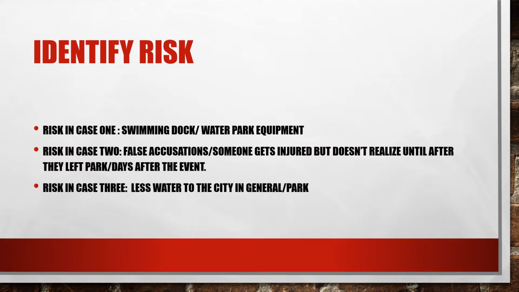Identify risks. The risk in case 1 would be the swimming dock / water park equipment where the man fell and drowned. The risk in case 2 would be either false accusations made by the woman, for someone who gets injured but doesn't realize until after they left the park / days after the event, or someone who files against the water park but is denied the case, but they can potentially reopen the case later on about the water park.